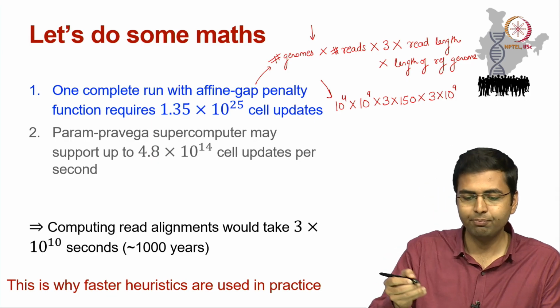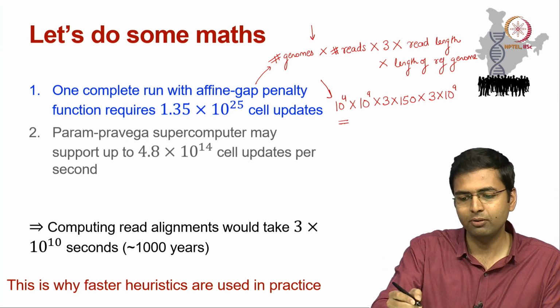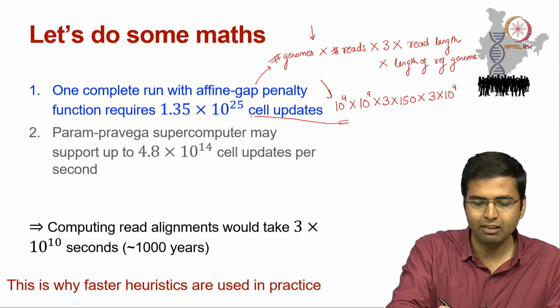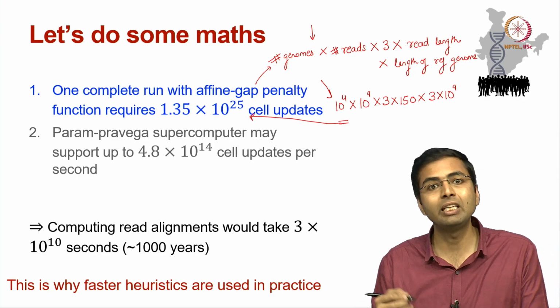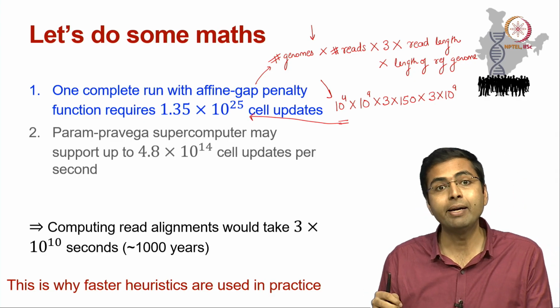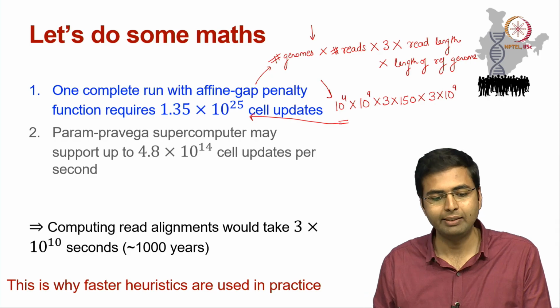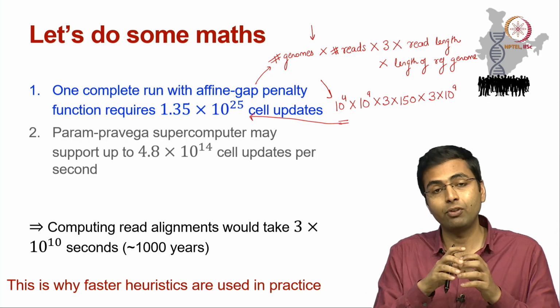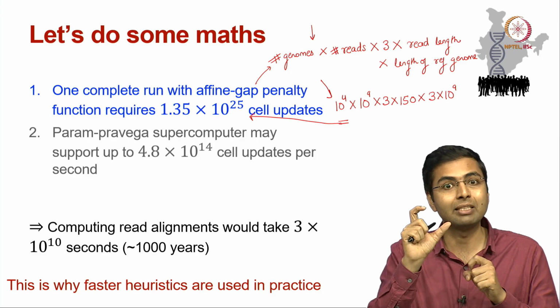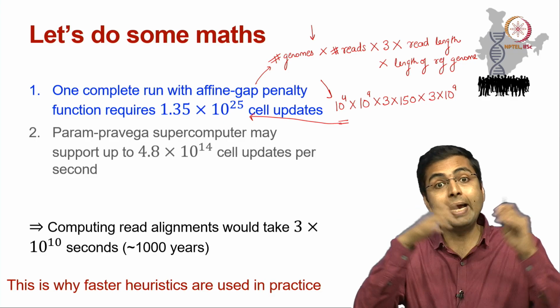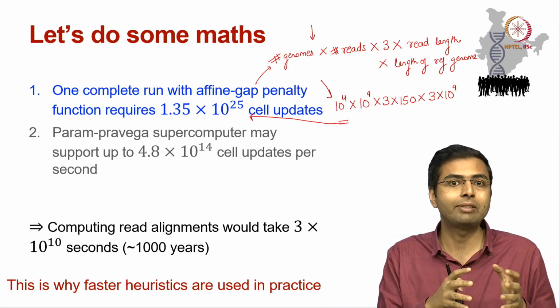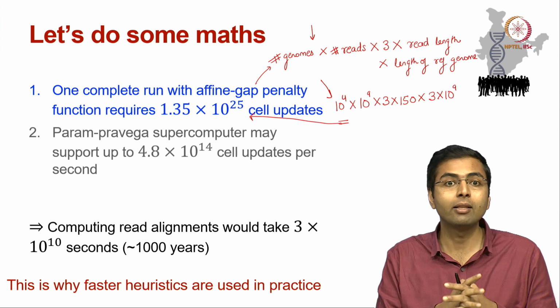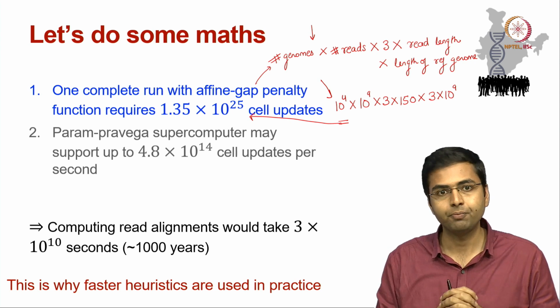Now, if we add up all these values, what we get is the value shown on the left, that is 1.35 multiplied by 10 raised to power 25 cell updates. So, if you accumulate the number of cells in the dynamic programming tables that we are computing over the entire data, then these are the number of cell updates that we have to do to solve the alignment problem.